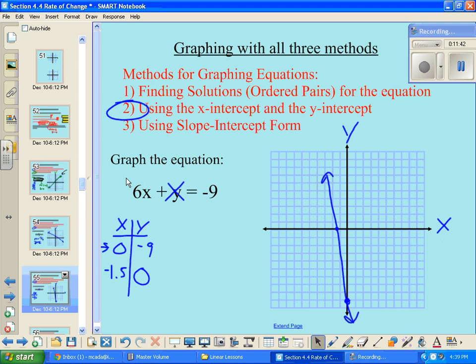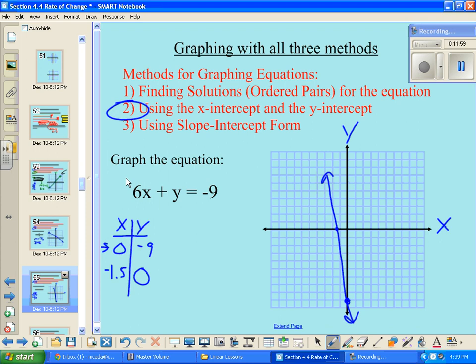Now again, I used method number 2, and that obviously works for this problem. But if I want to use some other method, any of the other ones would work just fine too. I would have to rearrange this equation to use method 1 or 3, though, because it's not right now solved for y.